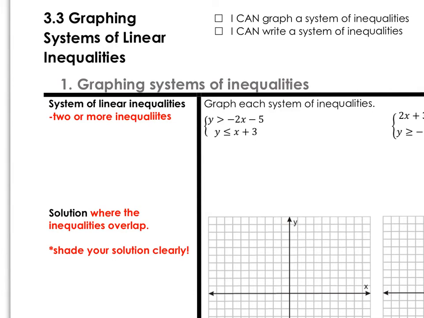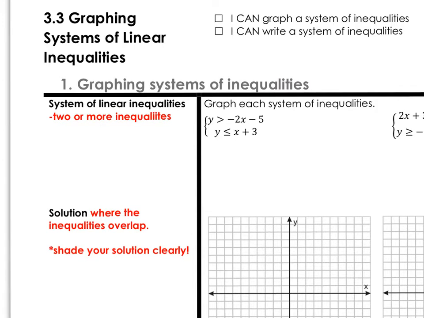Lesson 3.3 allows us to take a break from solving linear equations and converting it to inequalities. In this lesson, we'll graph systems of inequalities and learn where to shade the overall solution for the system. A system of linear inequalities can consist of two or more. Our plan will be to graph them individually, and the solution is where the inequalities overlap.